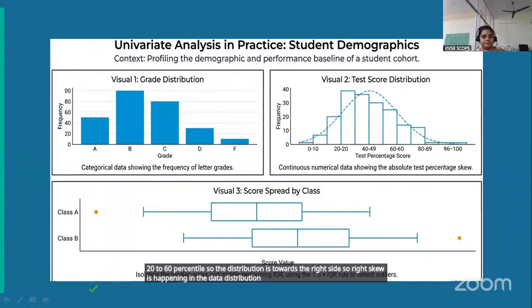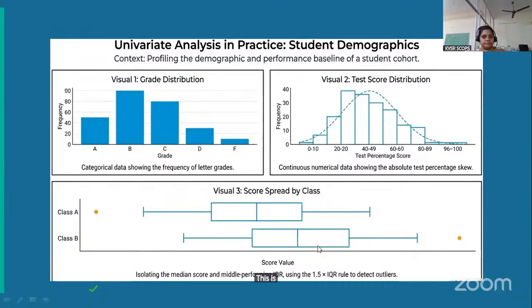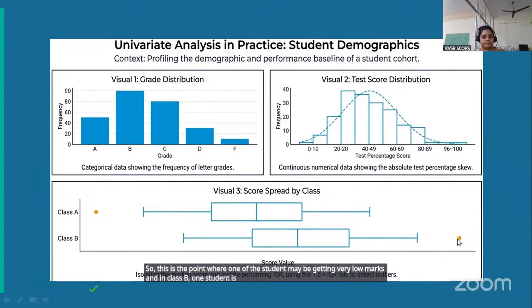And similarly, the same thing if you observe by using an IQR style distribution, you can see this is class A and class B, between the classes. You can observe over here. This is the point where one of the students may be getting very low marks, and in class B one student is getting very high marks. So these data points can be easily visualized by using interquartile range distributions.